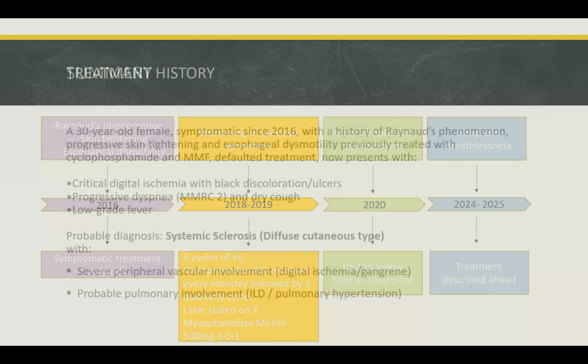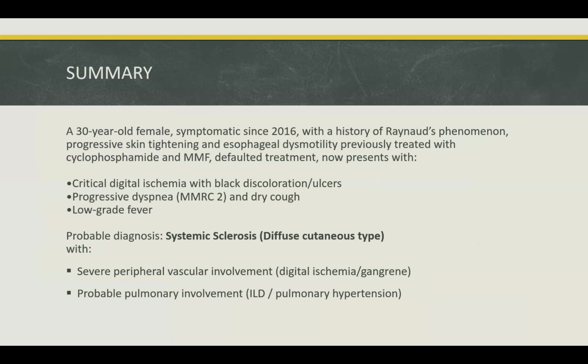Summary from history: a 30-year-old female, symptomatic since 2016, with a history of Raynaud's phenomena, progressive skin tightening, and esophageal dysmotility, previously treated with cyclophosphamide and MMF, has defaulted treatment, and now presents with critical digital ischemia with black discoloration and ulcers, progressive dyspnea MMRC 2 and dry cough, low-grade fever. Probable diagnosis is systemic sclerosis, diffuse type, with severe peripheral vascular involvement and probably pulmonary involvement, ILD or pulmonary hypertension.